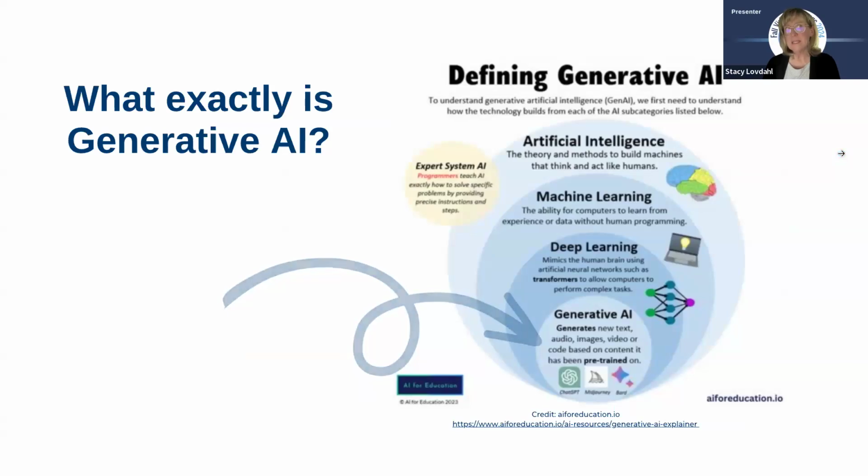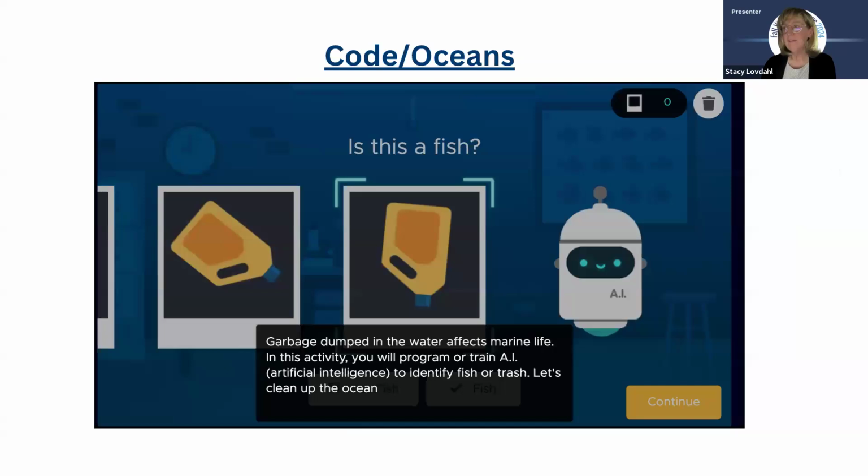So this is some basic AI literacy and just background information on what is generative AI. And after that, the kids played this game from code.org. It is designed for younger kids. And even though these were high school students, I had them play this from code.org, Oceans. And it's designed to show how machine learning works. So they played it for a couple of minutes just to see how that worked.